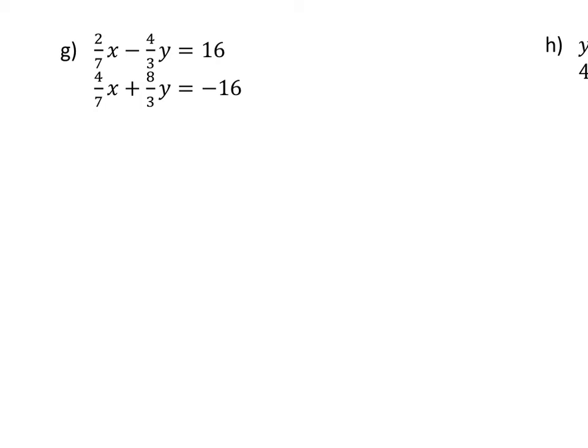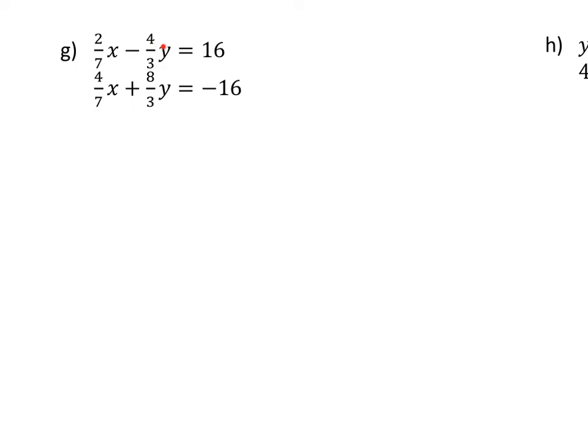Okay, I figured most of you would want me to do one with fractions, so let's go ahead and do that one together. I have 2/7 x and -4/3 y, and then 4/7 x and +8/3 y. Doesn't matter which one you want to do. Since I have a negative and a positive, I like adding with elimination, so I'm going to go ahead and use elimination. I'm going to get rid of the y's.